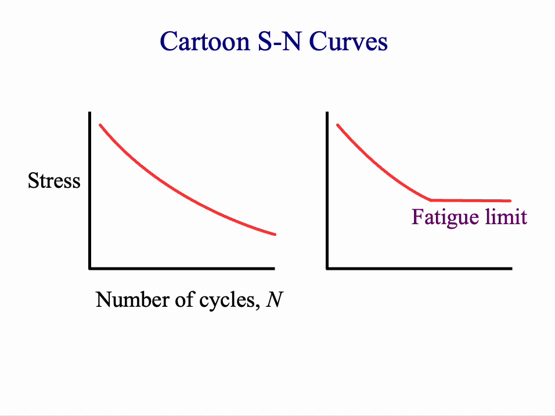So you record the number of cycles to failure, and then you try again with a different load, and if you collect enough data, you can generate what's called an SN curve, where S is stress and N is the number of cycles plotted on a log scale.